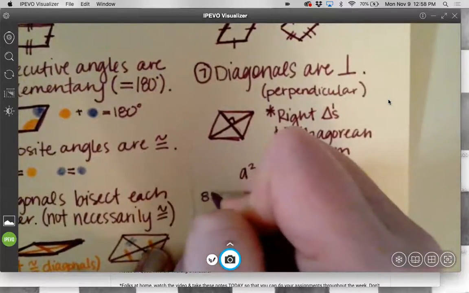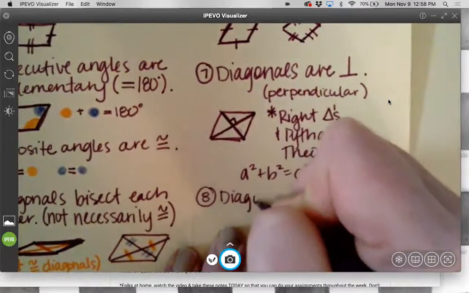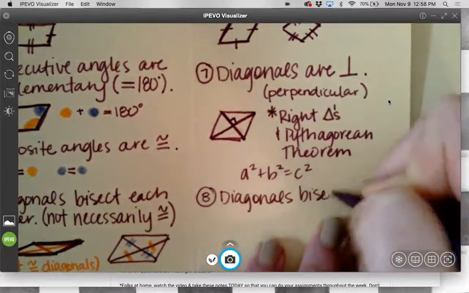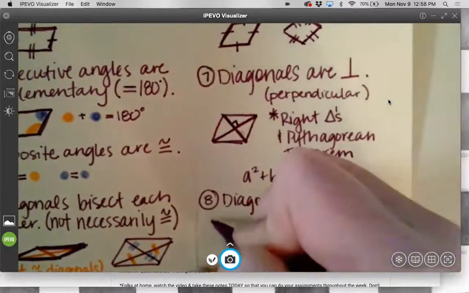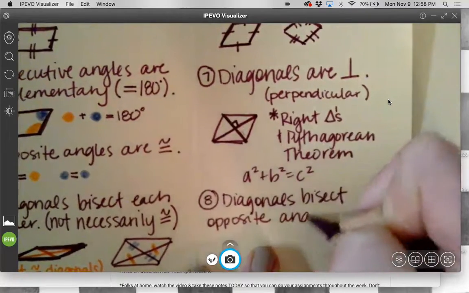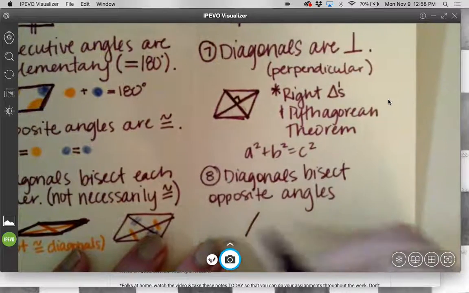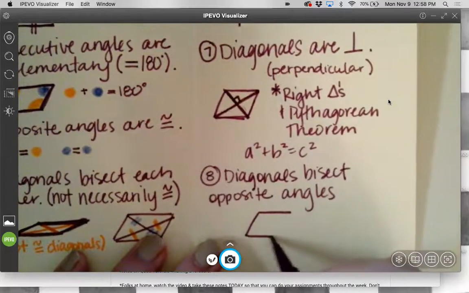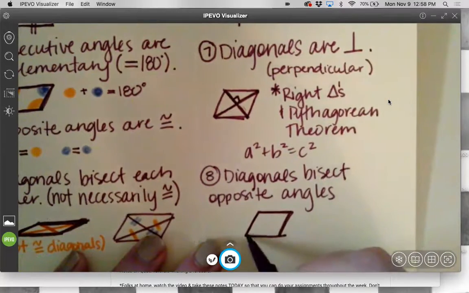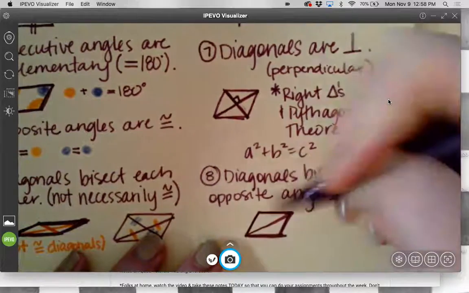Last property for rhombuses, number 8, is that the diagonals bisect opposite angles. Diagonals bisect opposite angles. So on your rhombus, the diagonals bisect each other because it's a parallelogram. And they also bisect the opposite corners because that's what a rhombus's diagonals do.